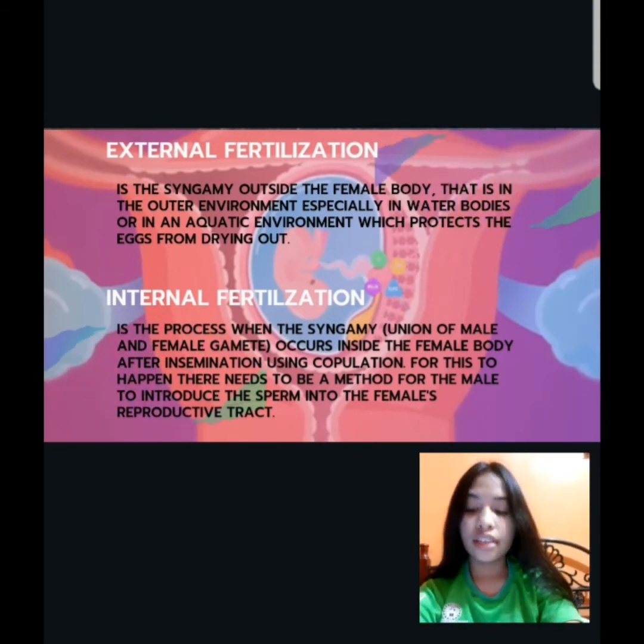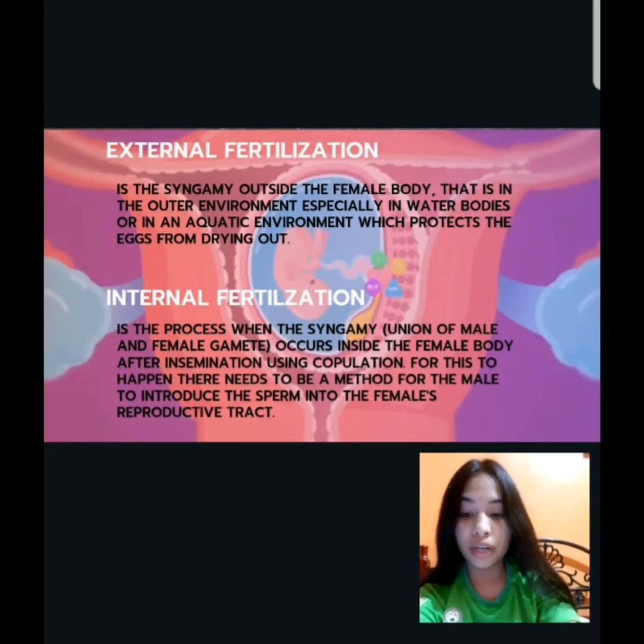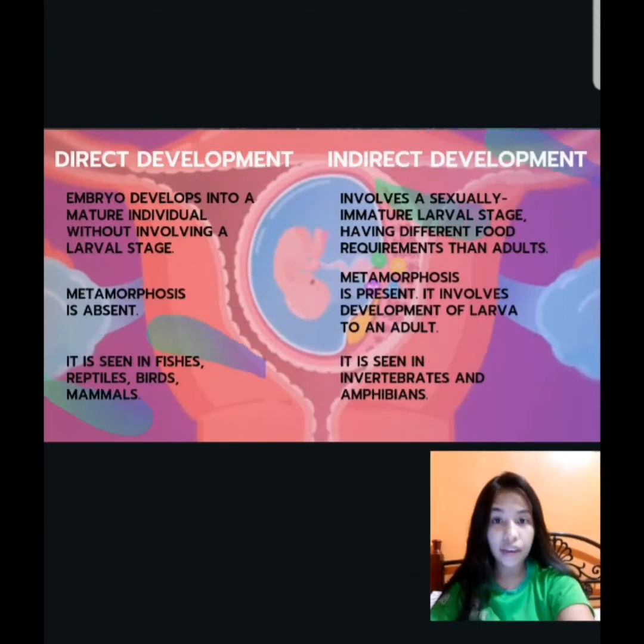Internal fertilization is a process where syngamy, the union of male and female gametes, occurs inside the female body after insemination using copulation. For this to happen, there needs to be a method for the male to introduce the sperm into the female's reproductive tract.